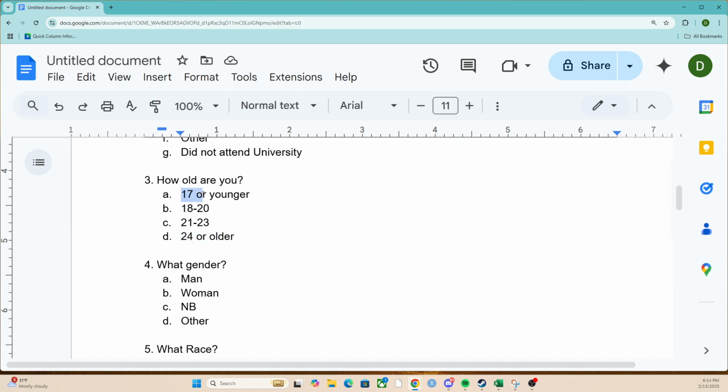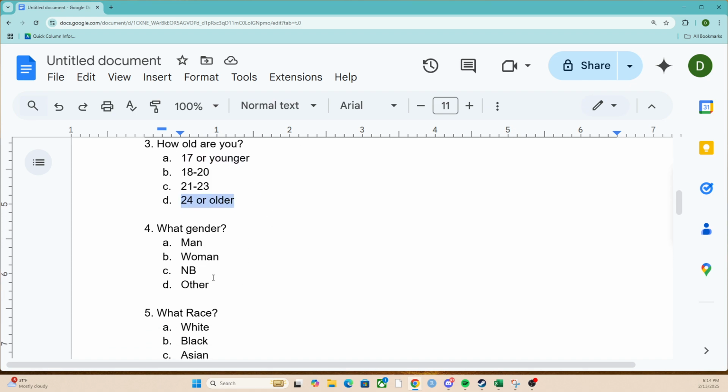Now, I want you to notice that there are no overlaps here. We start at 17, then we go to 18 to 20. The next one is 21. It does not start at 20. So make sure that you're not overlapping your answers here, okay? And then 24 or older, which, together with the 17 or younger category, makes sure that everyone's included.